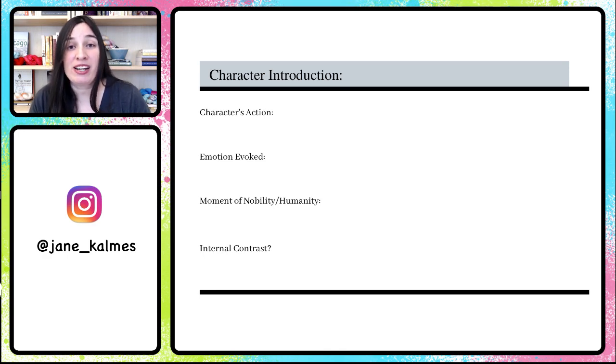I'm also going to write down what emotion I'm trying to evoke in the reader. Am I trying to make the reader sympathize with them, feel sorry for them, laugh with them? Then I'm going to write down either a moment of nobility or a moment of humanity for them, possibly both. A moment of nobility is just a place where they show us their inner worth and make us admire them. And a moment of humanity is just a moment where they show us that they're just like us and they make us sympathize with them and identify with them.